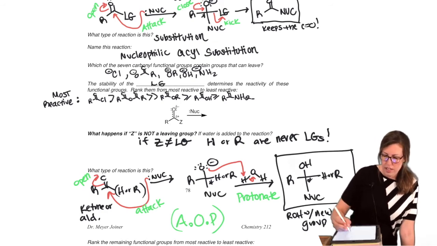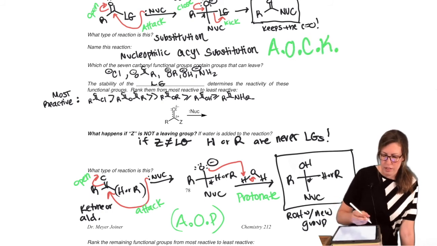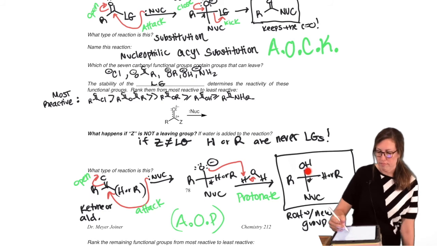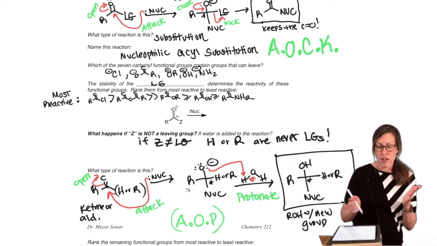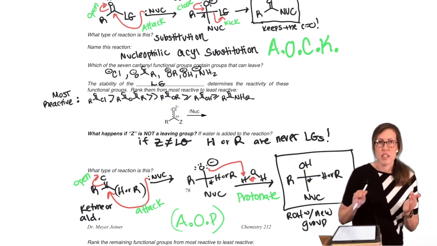So I'm going to write that out, A-O-C-K for attack open close kick. Because you closed and kicked, you get another carbonyl compound back. You don't get alcohol like you do here. Okay, so those are the two possible outcomes when you are attacking the carbonyl carbon.